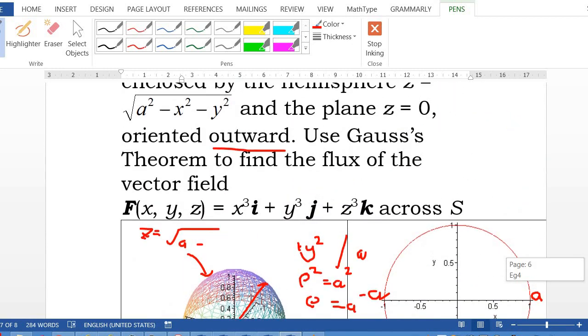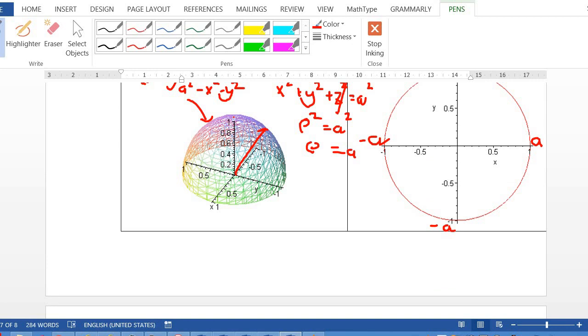Phi is measured from the positive z axis up to your rho. That's why phi for the upper hemisphere will be 0 up to pi over 2. For a full sphere, because you have the lower hemisphere too, phi will be 0 up to pi. Phi minimum is 0, maximum is pi. For the upper hemisphere, phi is 0 to pi over 2.